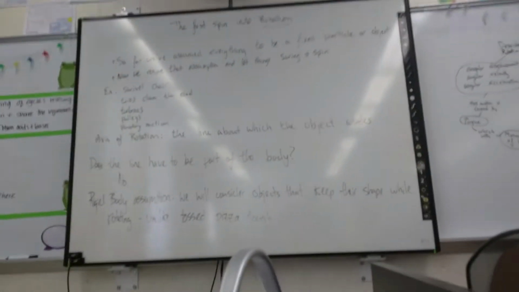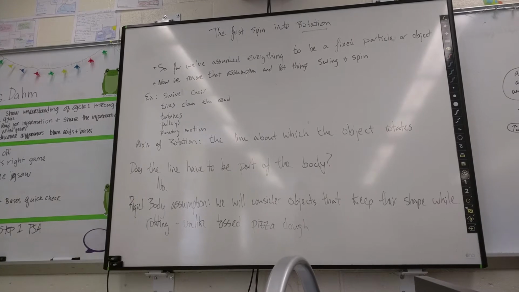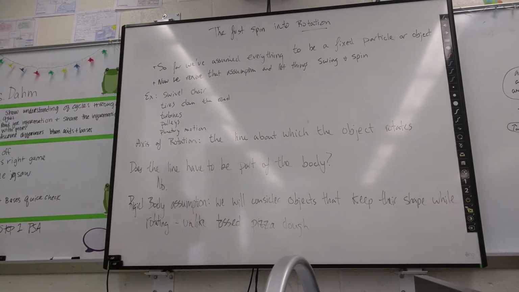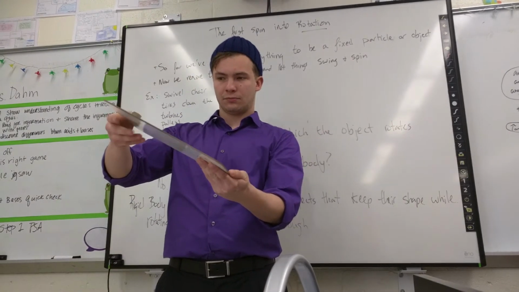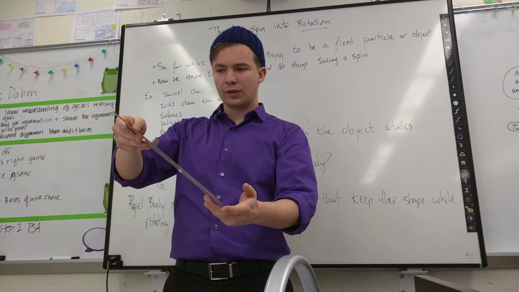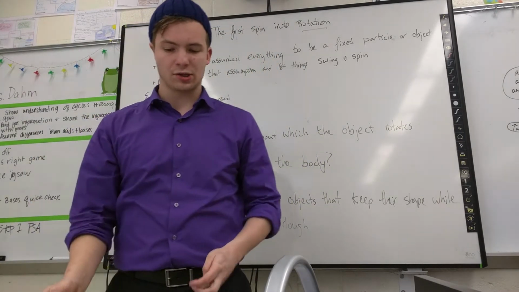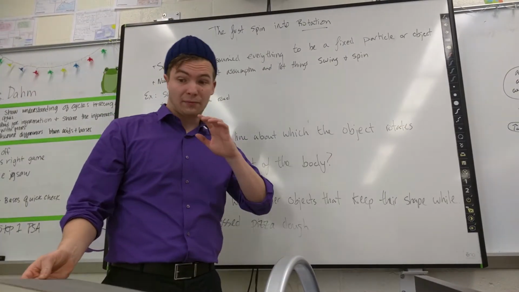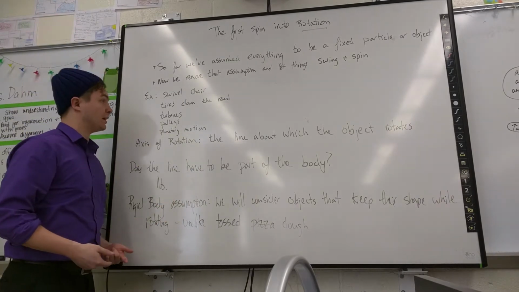This is our first spin into rotation. So far, we have assumed that the objects that we look at don't rotate. So when objects go down a slope or an incline, we say, well, they are just fixed bodies. There's no rotation of them. Now we're going to look at what actually happens to the object when it's free to swing or spin.